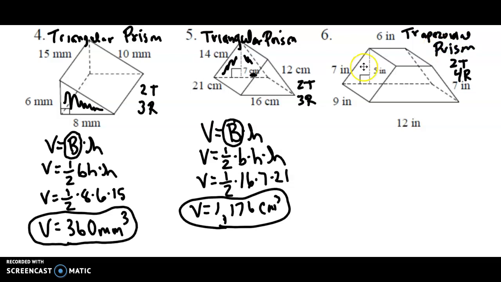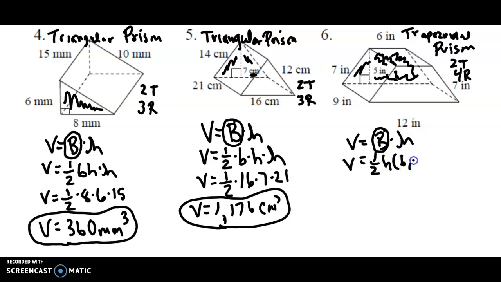I'm going to color in my trapezoid. Again, the one in the back has all the numbers, so that's the one I'm going to color in so I can see it. V equals capital B times cursive H. Again, the one with 2 is your base shape, so I need to plug in the trapezoid formula for capital B. It's 1/2 H (B1 plus B2) times the cursive H.